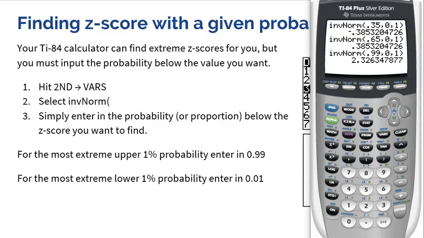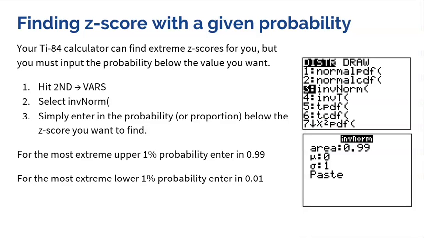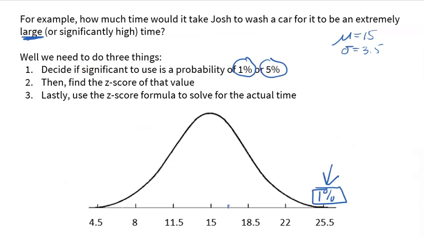There it is, 2.3263. So if I go back to this normal model over here, 2.3263. So here's 1, here's 2, 2.3263 would be somewhere right around here. A z-score of 2.3263. That z-score would represent the top 1%. Well, all I have to do now is actually find the amount of time that is.